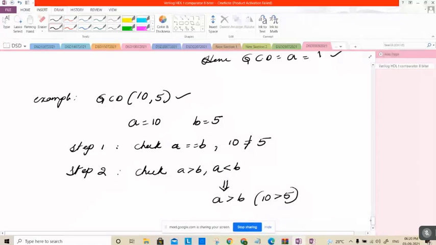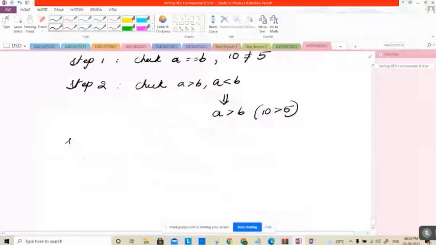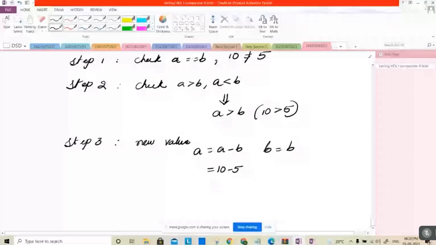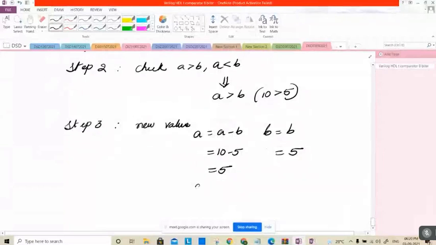Now step 3. New value of A is equal to A minus B. New value of B is equal to B. This is equal to 10 minus 5, which is equal to 5. New value of B is equal to 5. So A is equal to 5 and B is equal to 5.